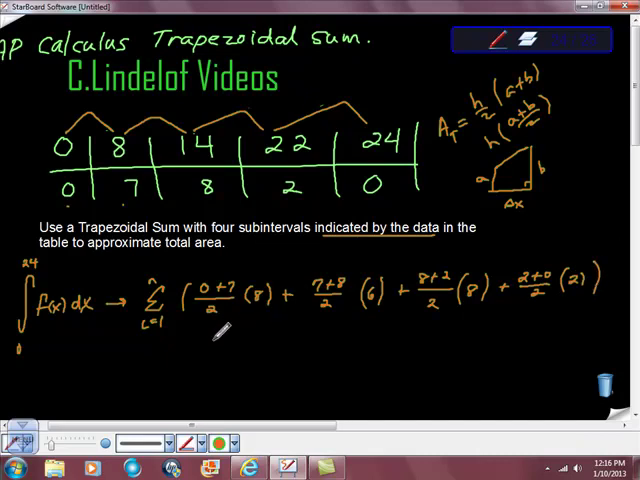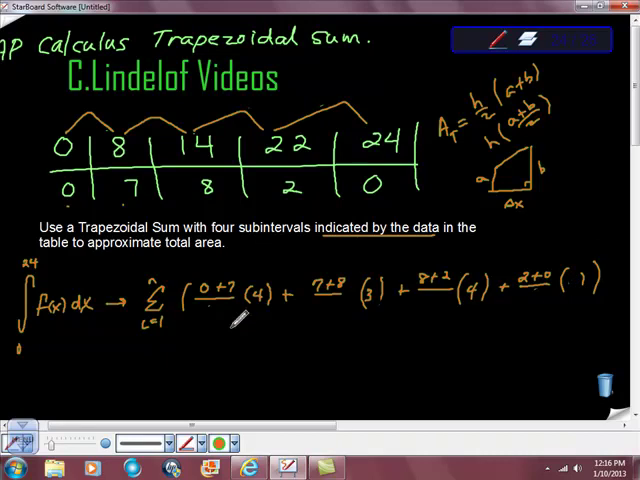So now I'm just going to start doing a little bit of math here. 8 divided by 2 is 4. Just simplifying this out because I'm saying what would I do if I didn't have a calculator. 6 divided by 2 is 3. 8 divided by 2 we already said was 4, so 4 again. And 2 divided by 2 is 1.